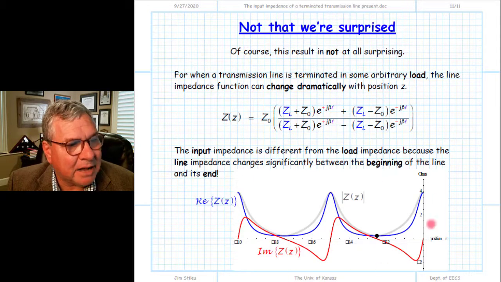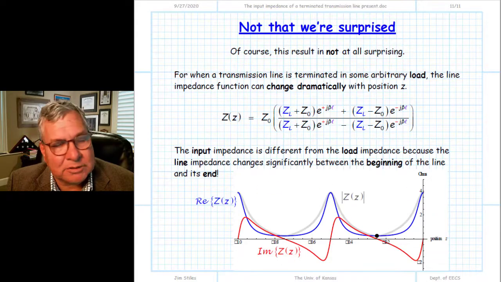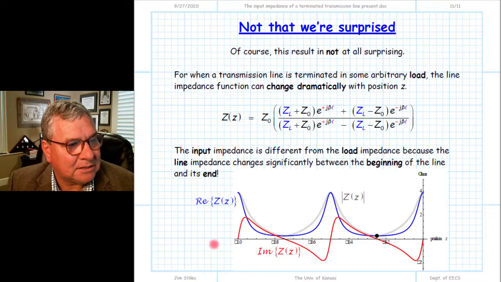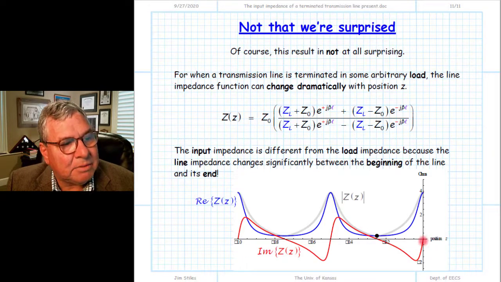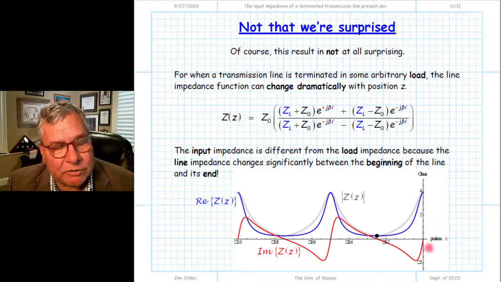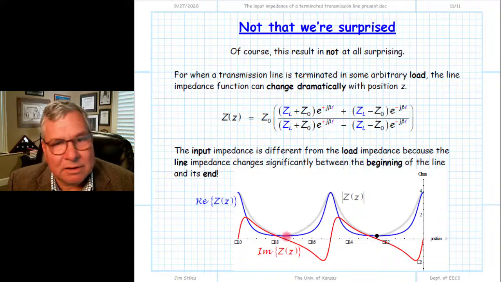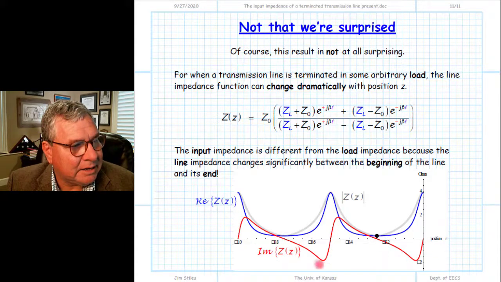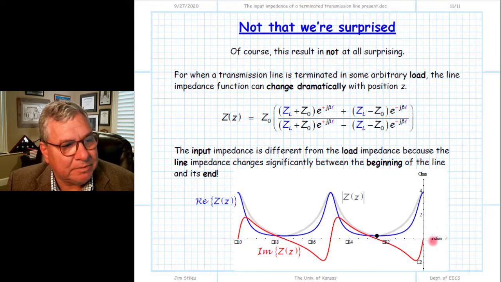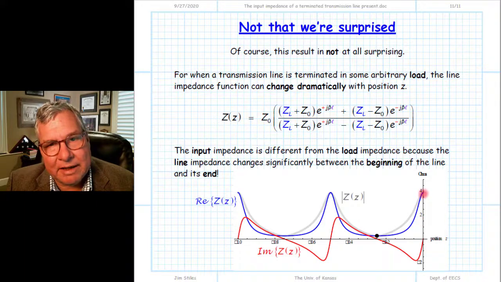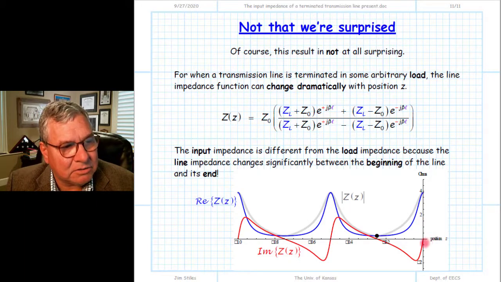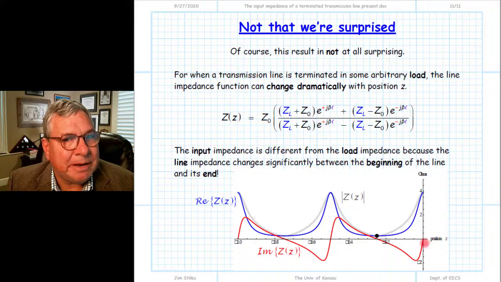Here's a plot of the line impedance along our transmission line. Position z is the horizontal axis here. At z equal to 0, that by boundary condition we know is the load impedance. The blue curve is the real part of the impedance, and the red is the reactive part of the impedance. At z equal to 0, we get a value of 4 plus j0. So the load impedance here must be equal to an impedance of 4 ohms.